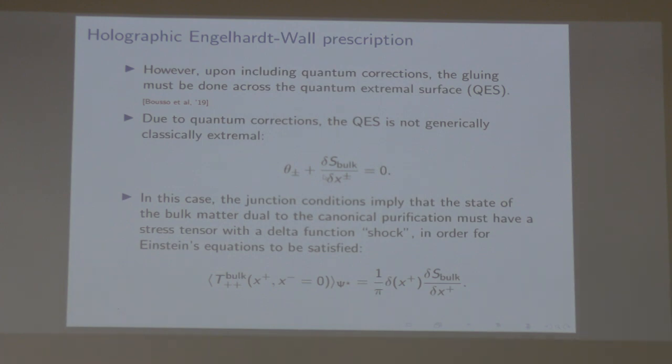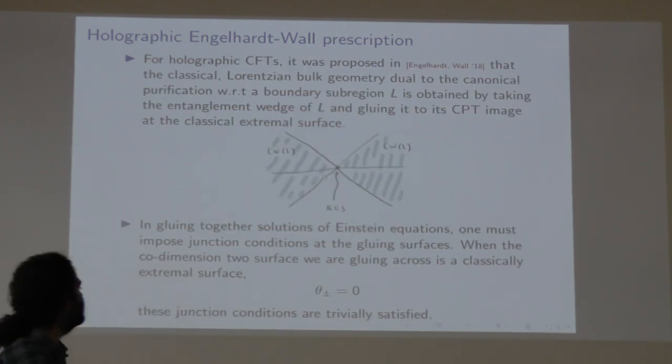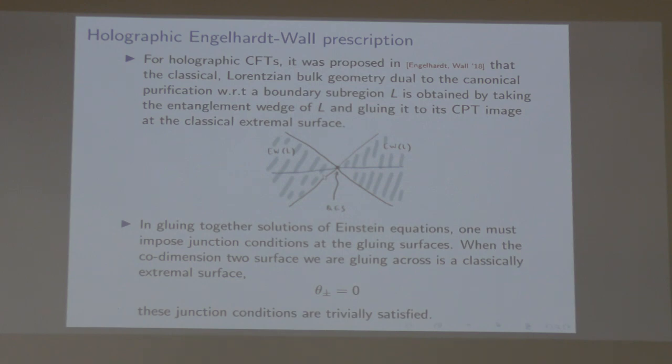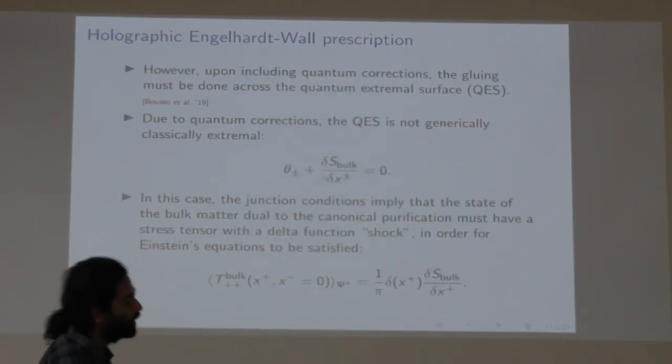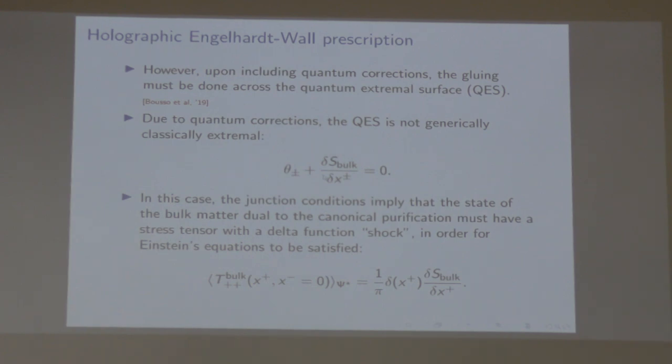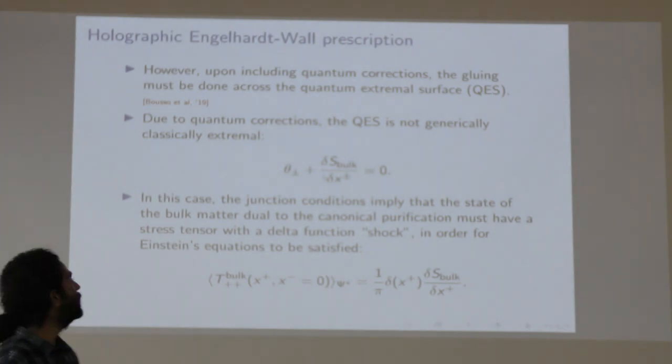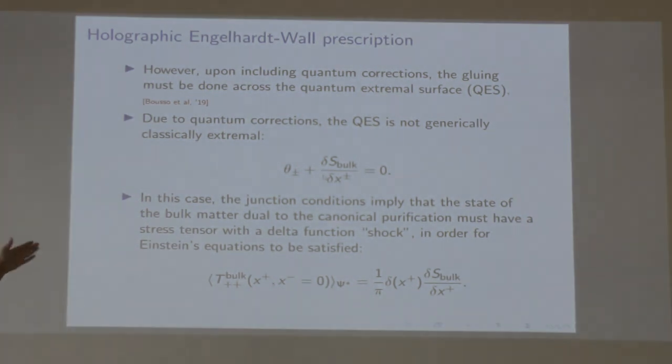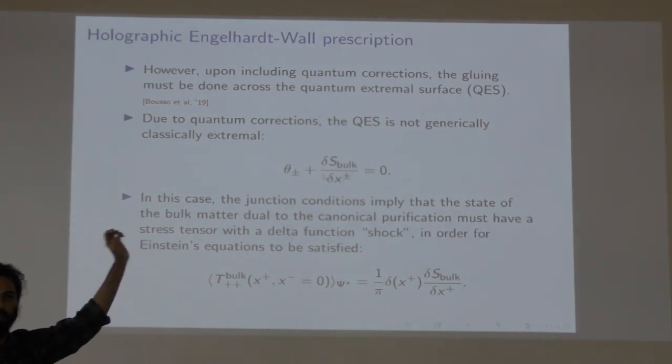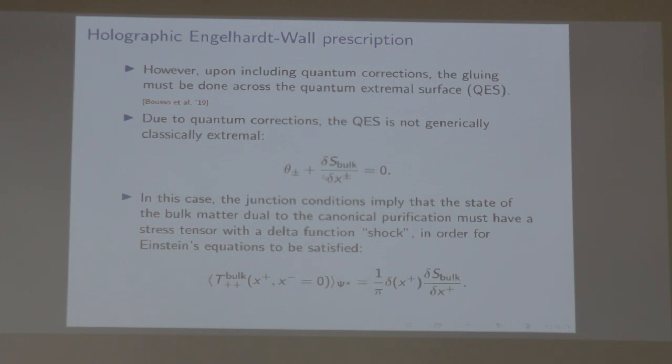Okay. So what I was telling you was that in the case where the bulk surface that you're viewing across is classically extremal, these junction conditions are trivially satisfied. However, there's a catch here. In general, in a context where the quantum extremal surface is not classically extremal, namely where the surface doesn't extremize the area functional, but the sum of the area functional plus a bulk entropy term, in that context, you can check that these junction conditions are not satisfied trivially.